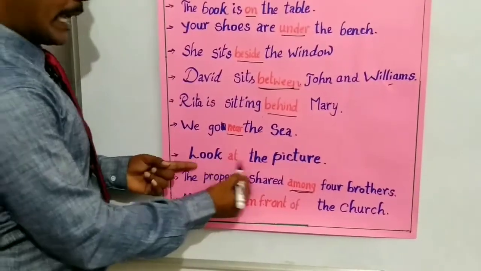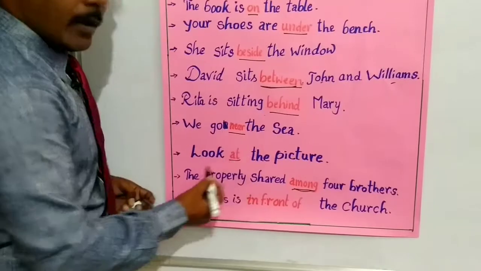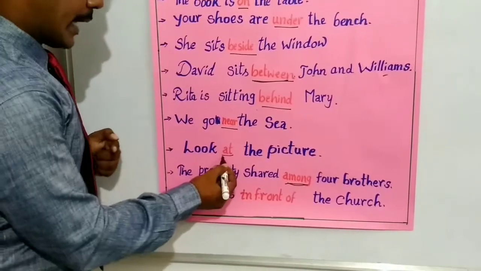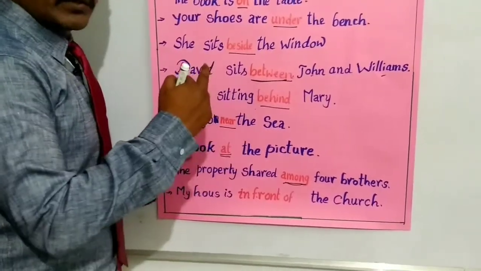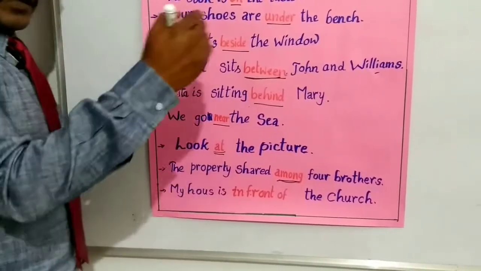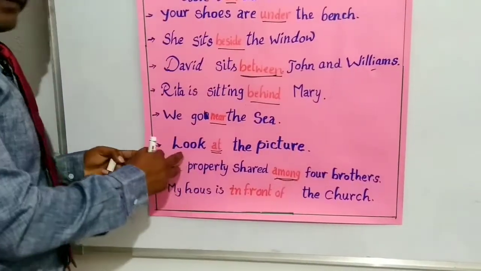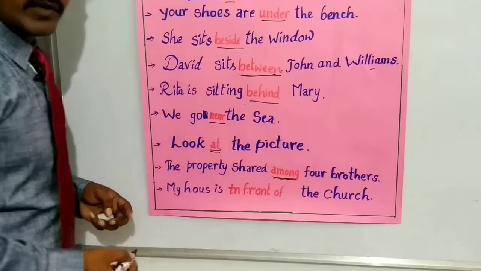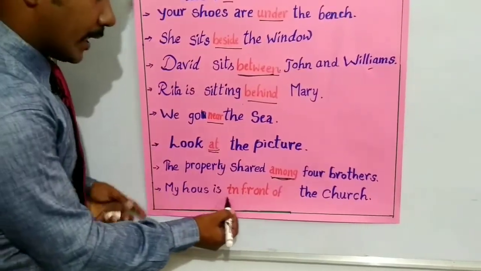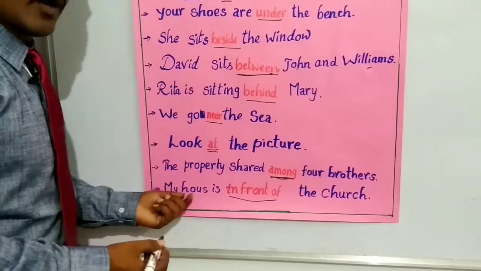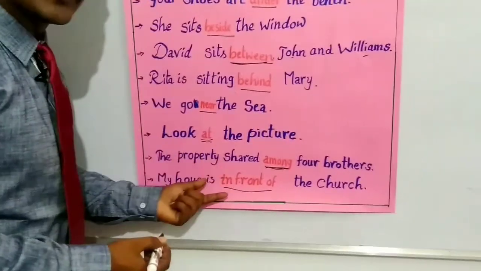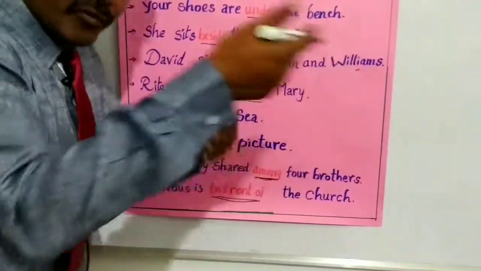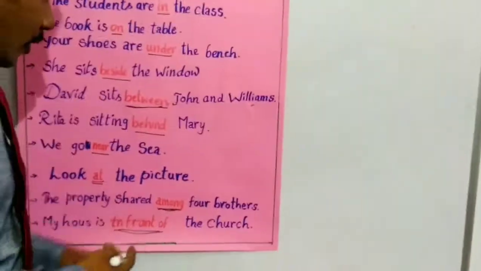Near. Look at the picture. Here, what preposition are we using? We are using at. Okay, at. Look at the picture. At the movie theater, at the house. In such ways we can use at. And the property shared among the four brothers, of course here we can use among, I already told you. And my house is in front of the church. Where exactly is the house? The house is located in front of the church. In front of means before. Of course, before also we can use.